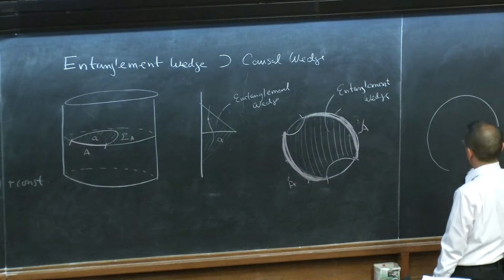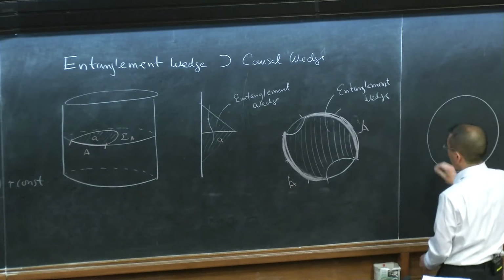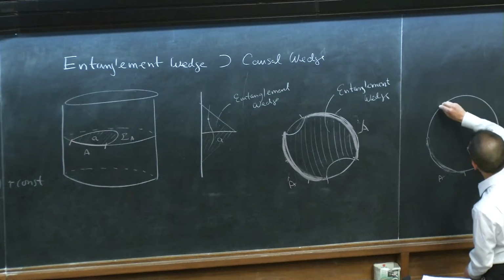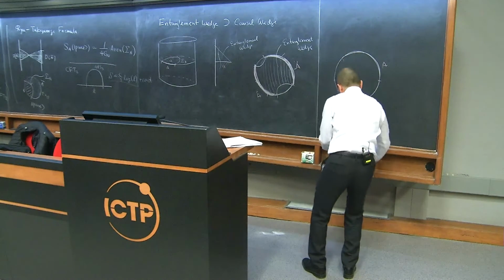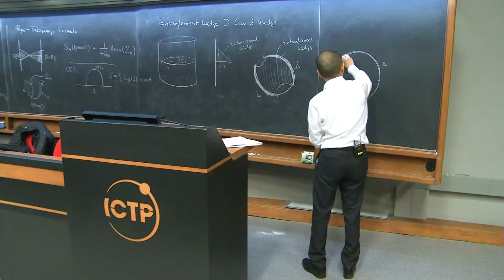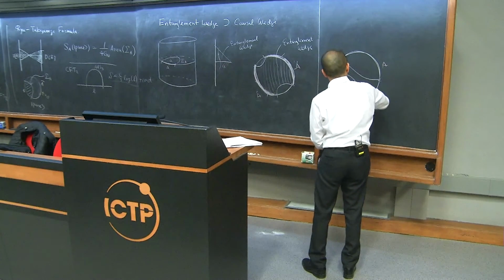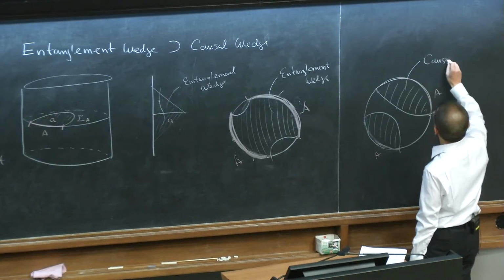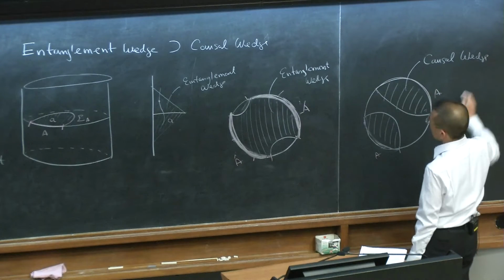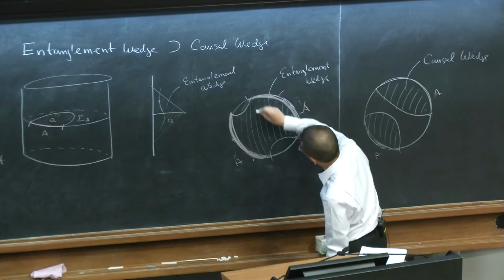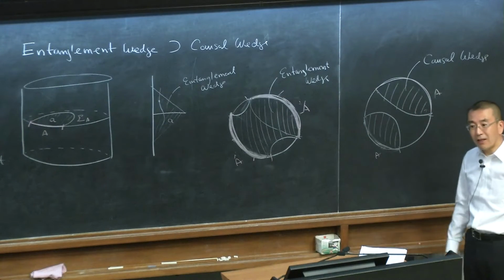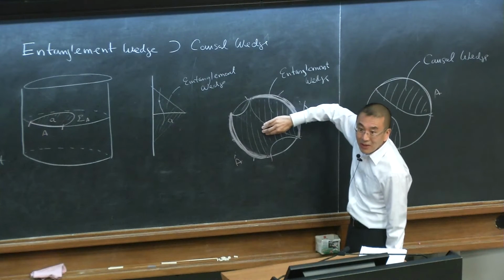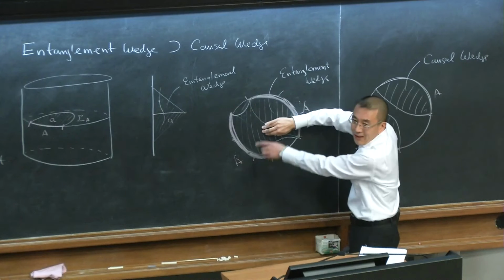Whereas for the same configuration, the causal wedge will be smaller, because if you follow the definition of the causal wedge, it will have to choose the other region like that. And this is the causal wedge. If I draw it over here, it's going to overlap this region. But then these regions in the middle are not causally connected to either of these.